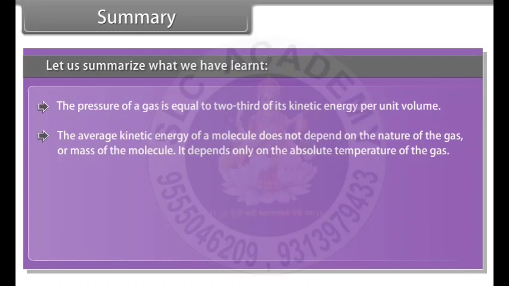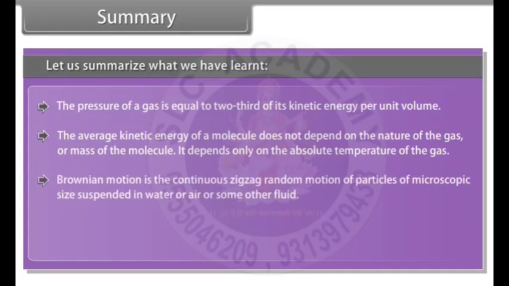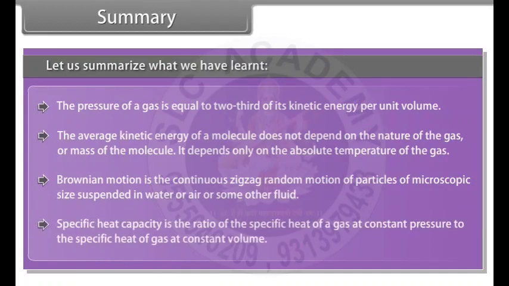Brownian motion is the continuous, zigzag random motion of particles of microscopic size suspended in water or air or some other fluid. Specific heat capacity is the ratio of the specific heat of a gas at constant pressure to the specific heat of gas at constant volume.